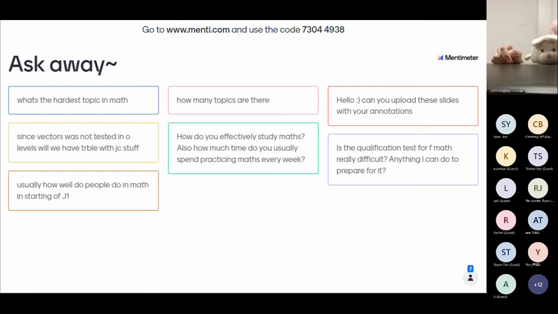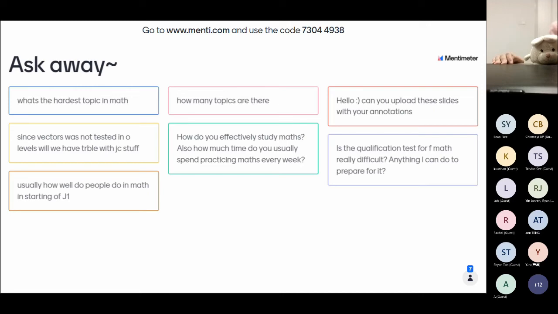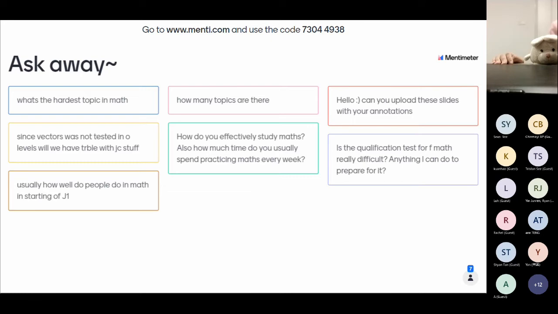Usually, how well do people do in math? They do quite badly, very badly at the start of J1. Even in the top schools, from what I heard, 50-something, yeah. At the start of J1, even at promos, you only increase a little. But by prelims, it's like 60 plus, 70 plus, 80 plus. Because the jump from AMF to H2 is big. The types of questions in terms of novelty are big as well. It's slightly more tedious, slightly more reading, so some of you may not be used to it.